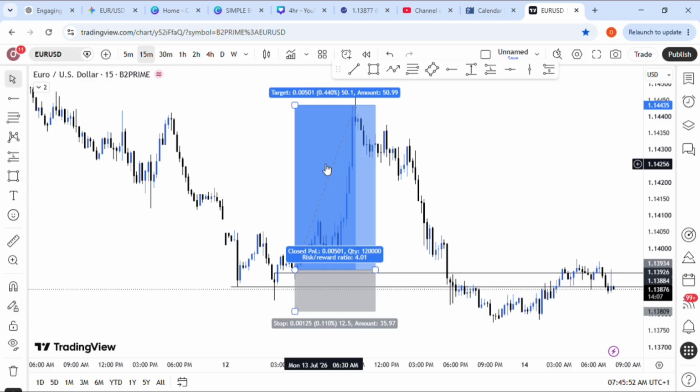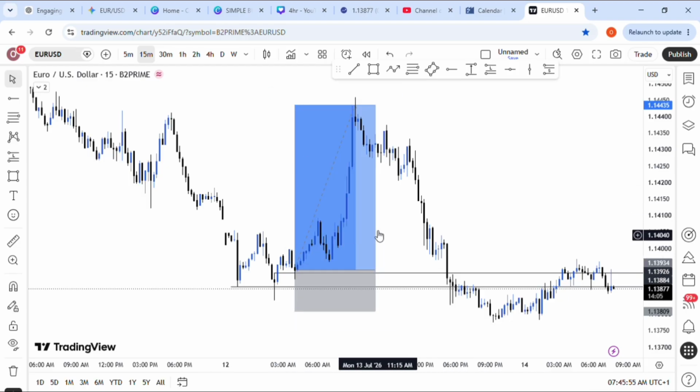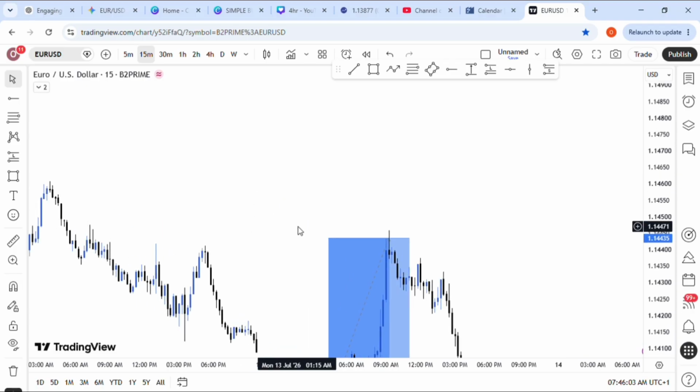So let's continue. This is EURUSD. This is the clean 1:4 risk to reward ratio. How was I able to catch this particular movement? Let me do a chart breakdown. But before then, you need to understand something.